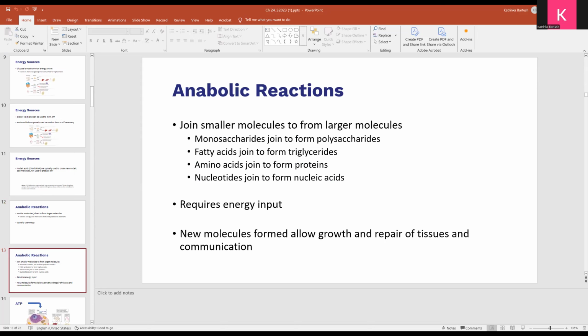Mono means one and saccharide means sugar. So monosaccharides are joined together to form polysaccharides. Poly means many. Again, saccharide means sugar. Fatty acids are joined to form triglycerides, amino acids to form proteins, and then nucleotides to form nucleic acids. And again, to form new molecules, we're making bonds, so we're putting energy into the bonds to hold these things together. New molecules that are formed can allow for growth and repair of tissues, as well as communication.